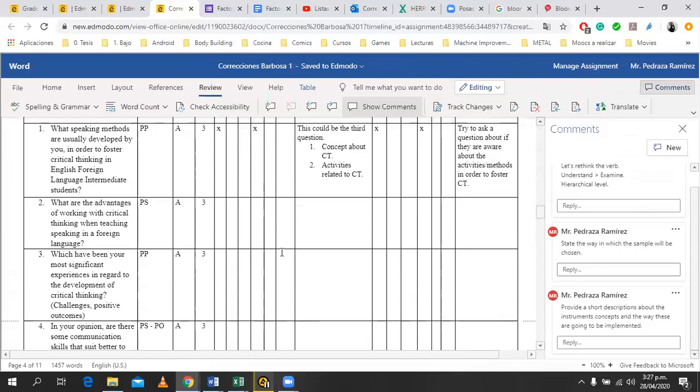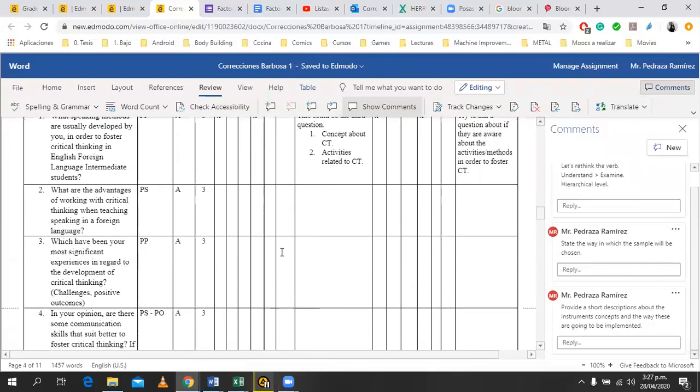Okay, cool. What are the advantages of working with critical thinking when teaching speaking, when developing speaking skills? What are the advantages of working with critical thinking when developing or implementing? Because you don't teach how to speak, you're going to help developing.